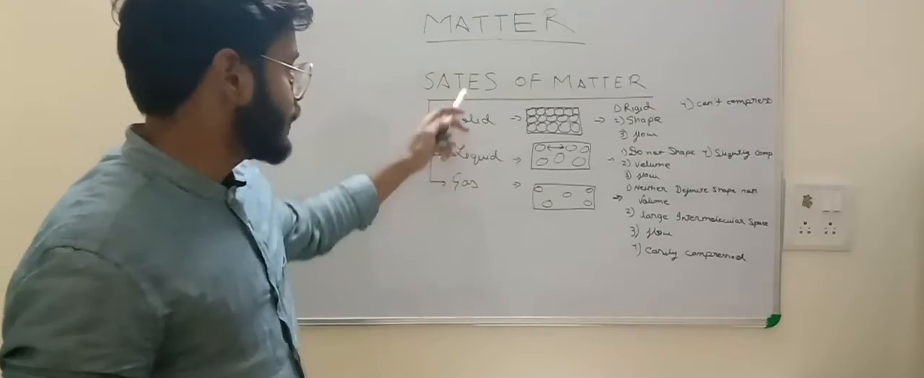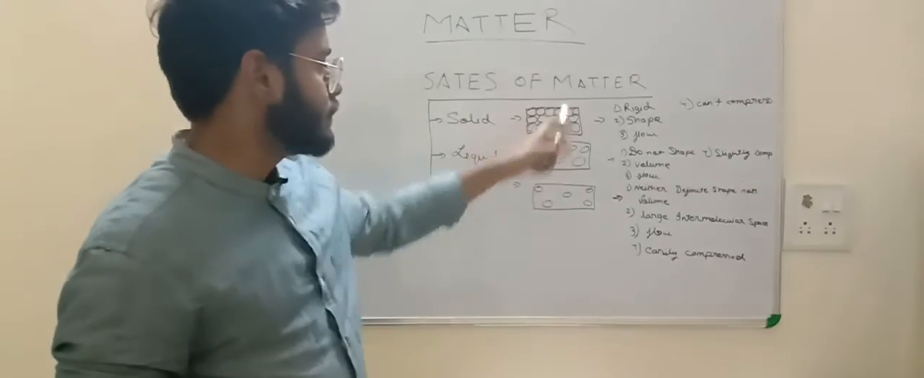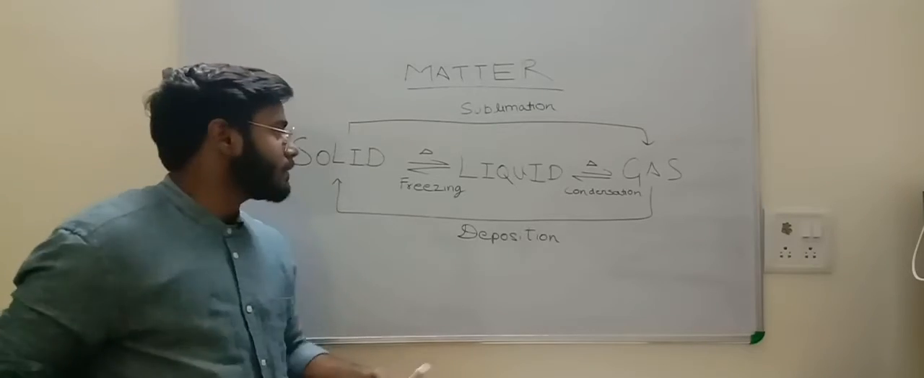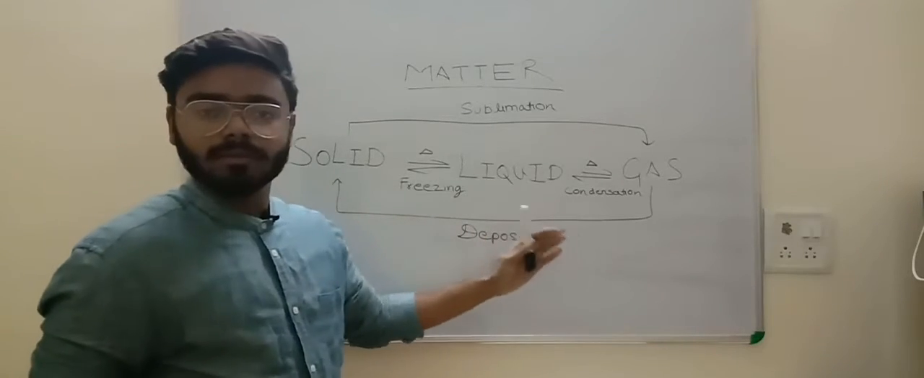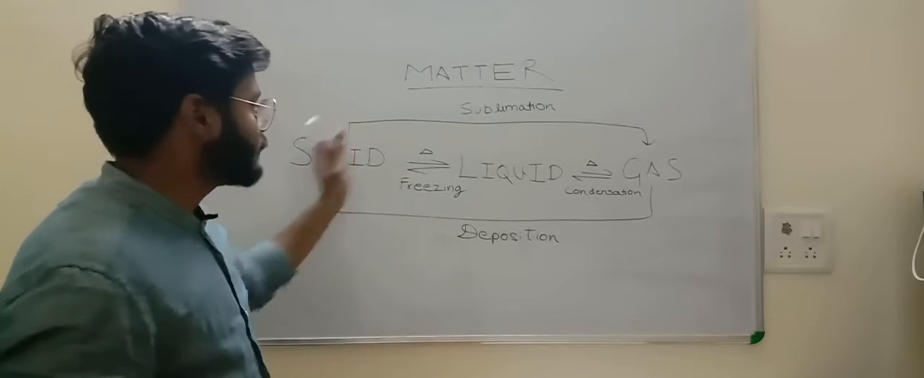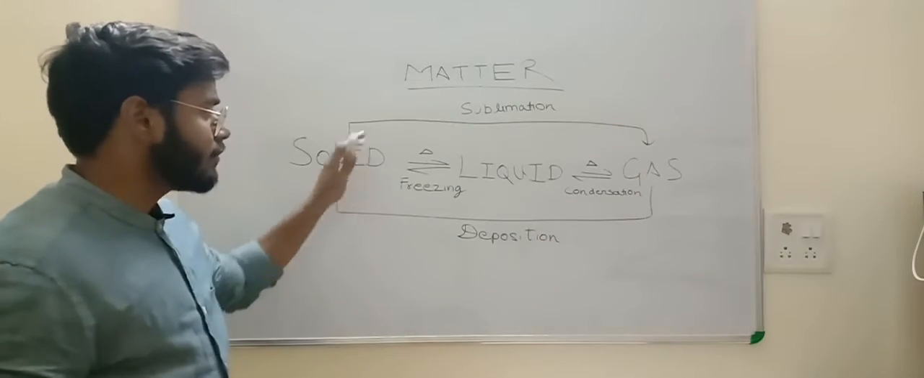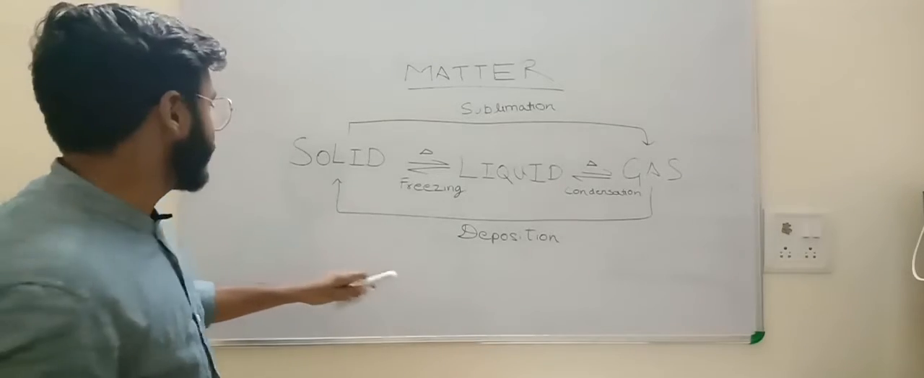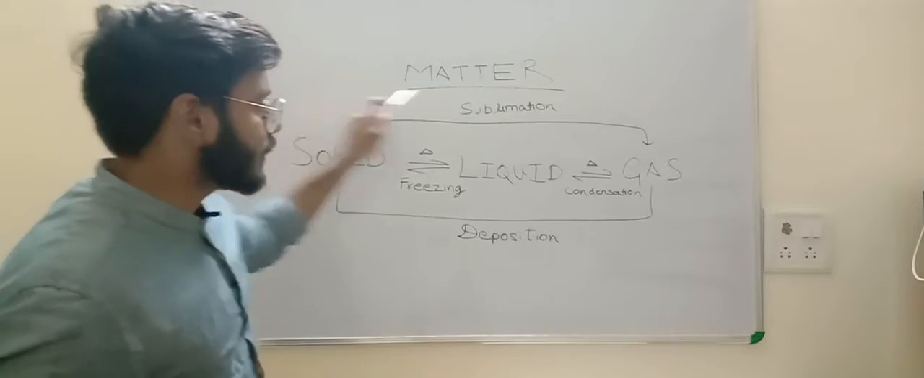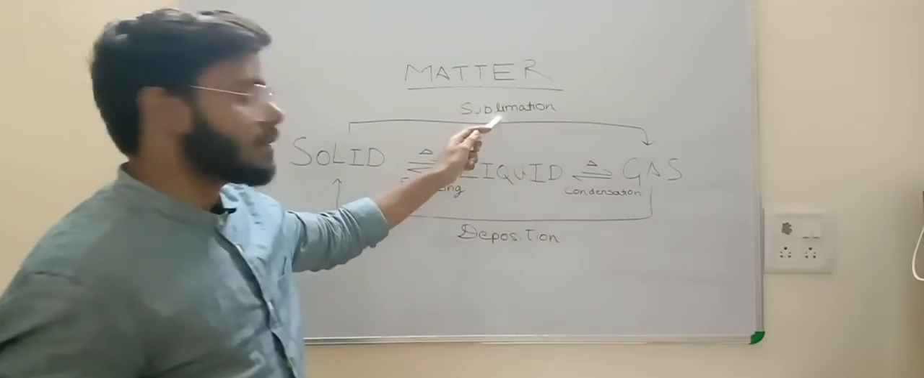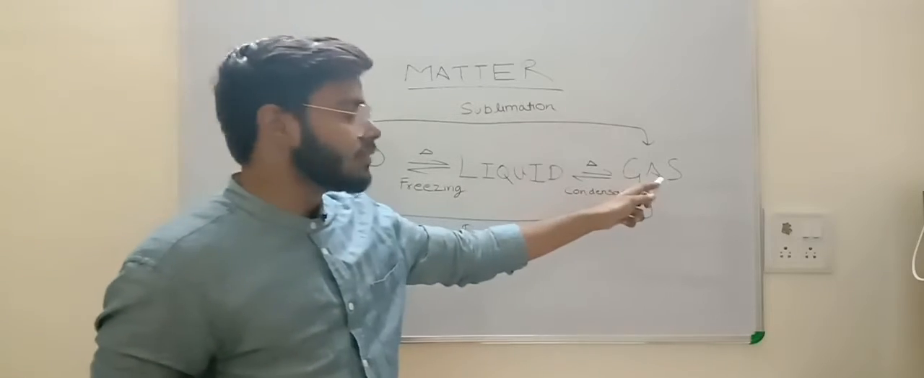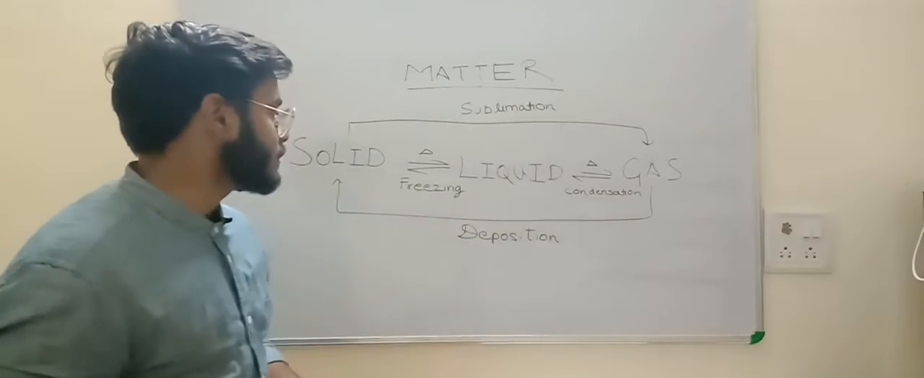So these are the states, these are the packing style, and these are the properties. Now the matter can also be changed from one state to another by changing its temperature or pressure. So I have made a flow chart for you to understand that you can take a solid and change it into a gas by sublimation. Sublimation is a process in which a solid changes directly into a gas.